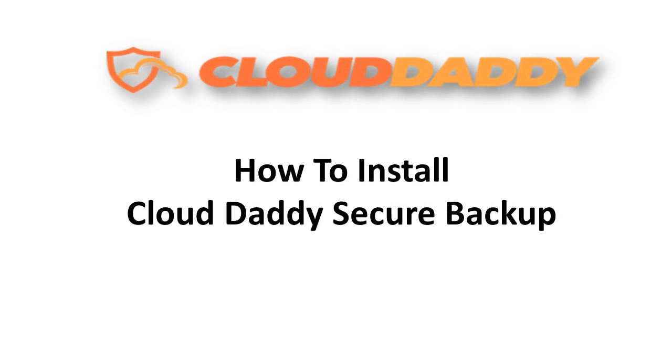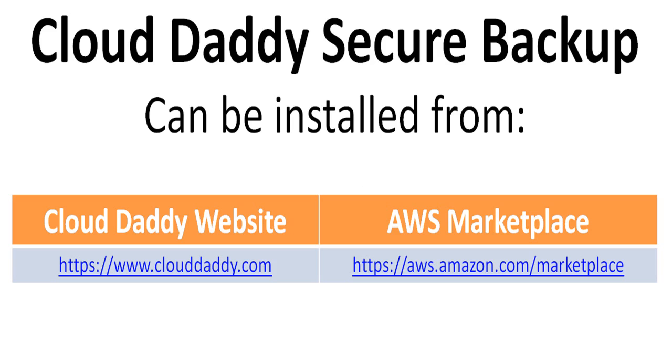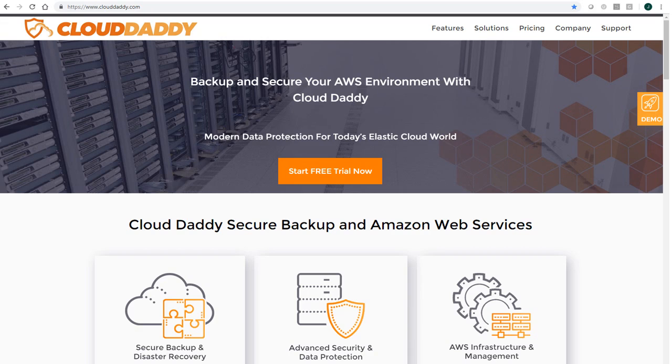In this video, we'll walk through how to install CloudDaddy Secure Backup from the AWS Marketplace. You can install CloudDaddy Secure Backup from the CloudDaddy website or directly from the AWS Marketplace. You should visit the CloudDaddy website to review product features and pricing in determining which product edition suits your enterprise's needs the best. Open your browser and go to the CloudDaddy website.